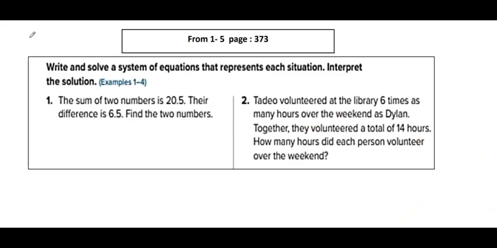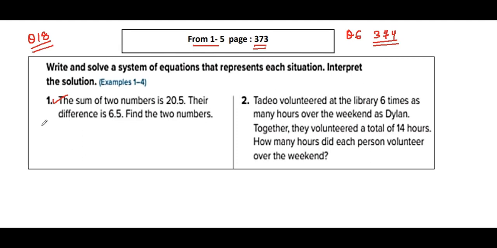Now question number 18, free response question, from the end of coverage 1 to 5 from page 373, and there is a question number 6 which is on page 374. So these are easy questions, not so difficult. Many times we have discussed them in the class also. So look at here, the sum of two numbers is 20.5.